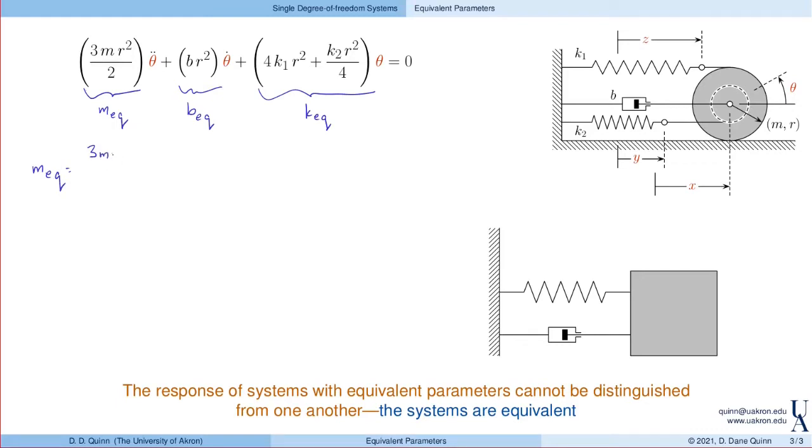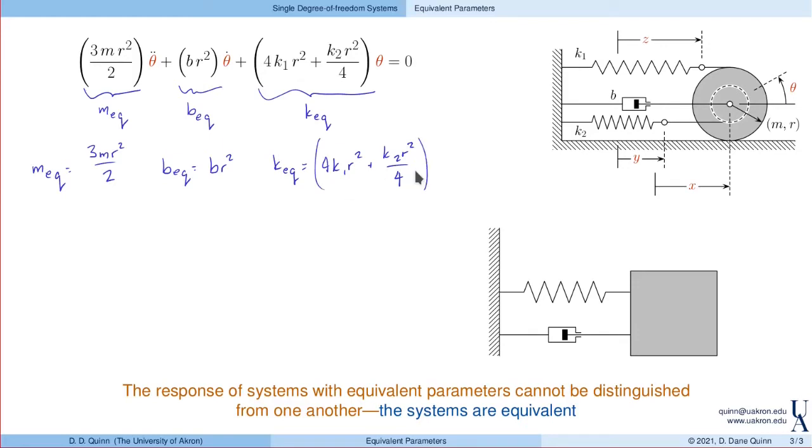MEQ is 3mr squared over 2. The equivalent damping here is just BR squared. And the equivalent stiffness of this system is 4K1R squared. And then this last term depends on K2.